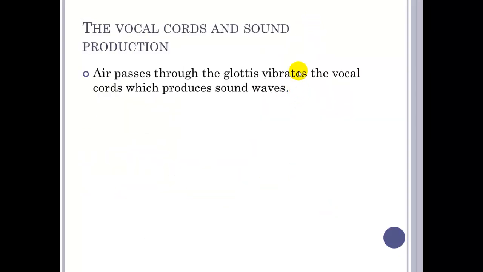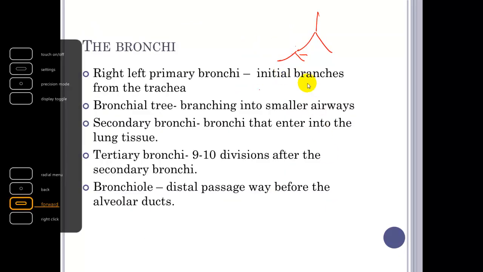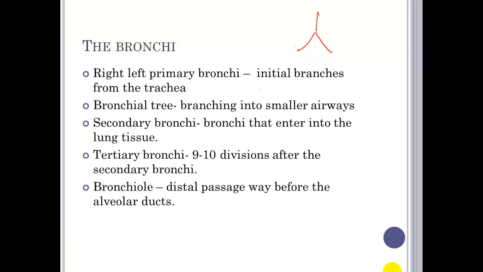Let me clean this up a little bit. I actually have secondary bronchi. This is going to be the lung. From there, bronchi that enter into the lung tissue are secondary bronchi. Then tertiary bronchi, 9 to 10 divisions after the secondary bronchi. All of these actually get to the lung tissue itself. Then the bronchioli, the distal passageway before the alveolar ducts. And this is going to be the actual tissue where we exchange gas, the alveoli and the alveolar ducts.